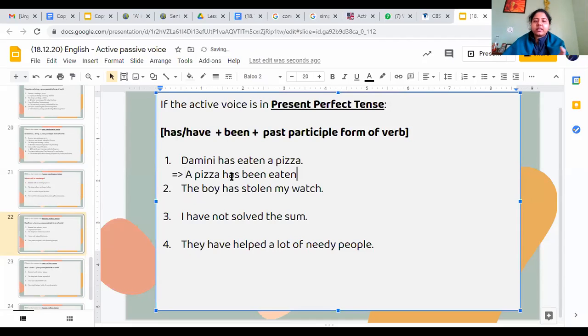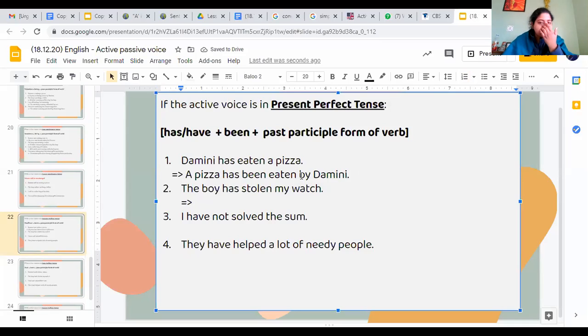Now it's easy for me in this case because in past perfect tense, third form is always used. Third form is already given to me. So a pizza has been eaten by, the noun remains the same, by Damini. Let me check in the answers. A pizza has been eaten by Damini. Great. All of you are getting the same answers.